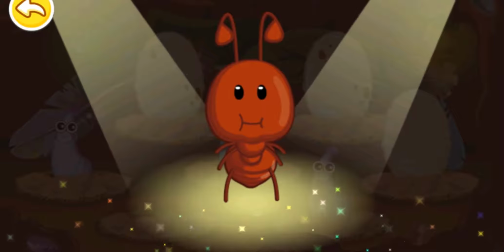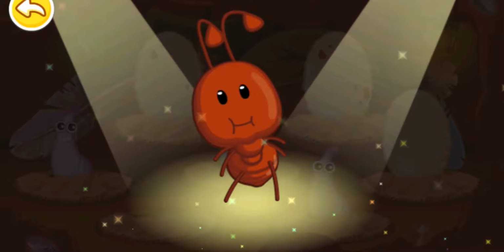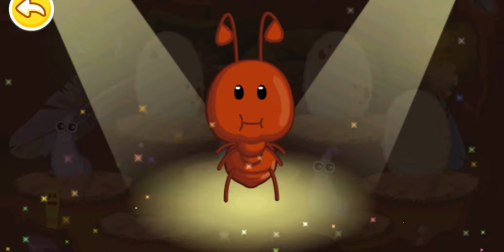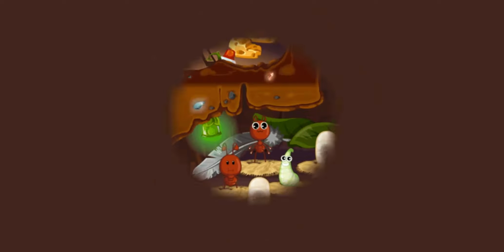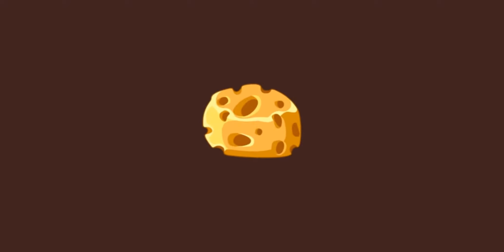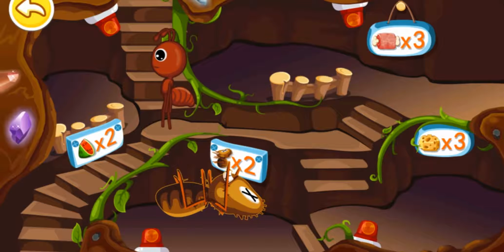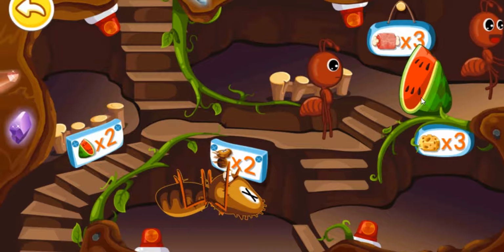I have two long antennas. This is the storage area. Look at the food coming in.